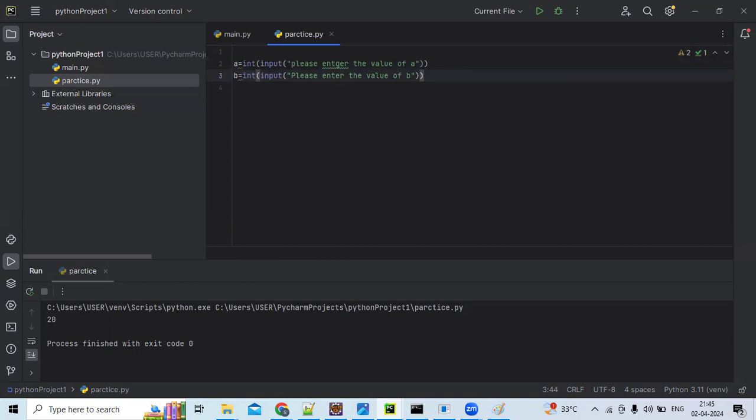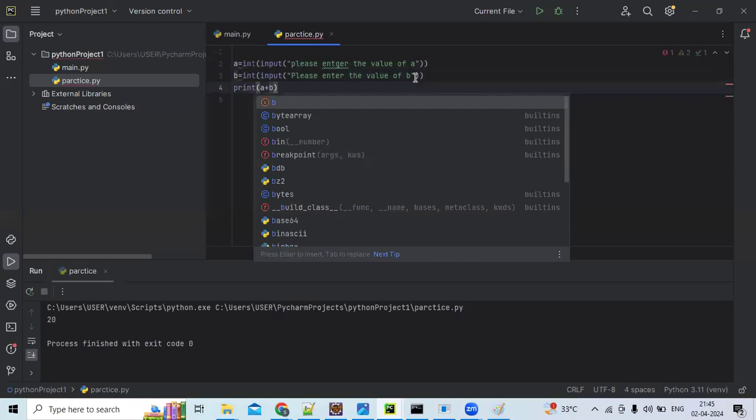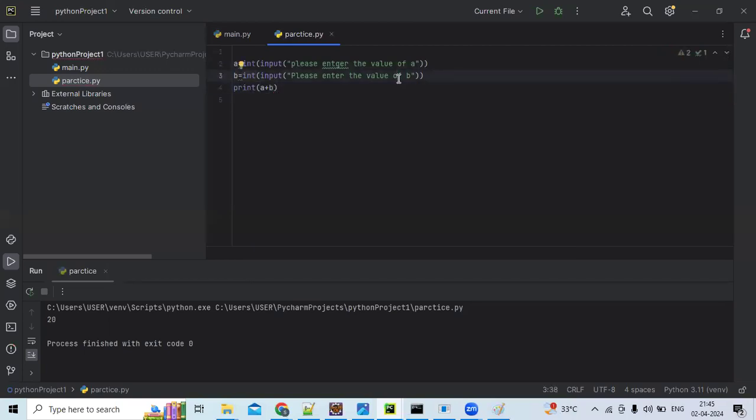Okay, print of a plus b. See, suppose you have developed an app which will add two numbers. If I download that app and use it, my A and B is different and your A and B is different, right? So you should make a provision that the user can happily enter his values. You can relate it to that.